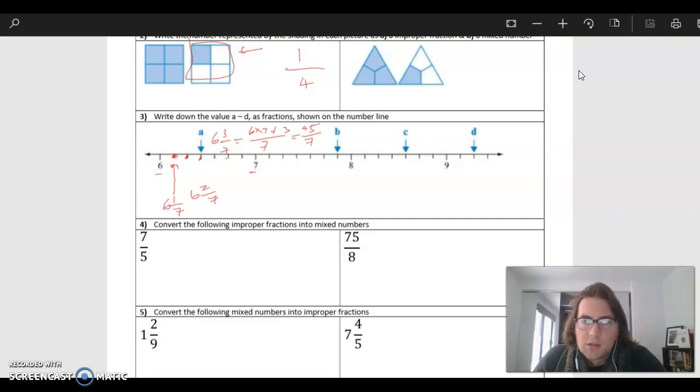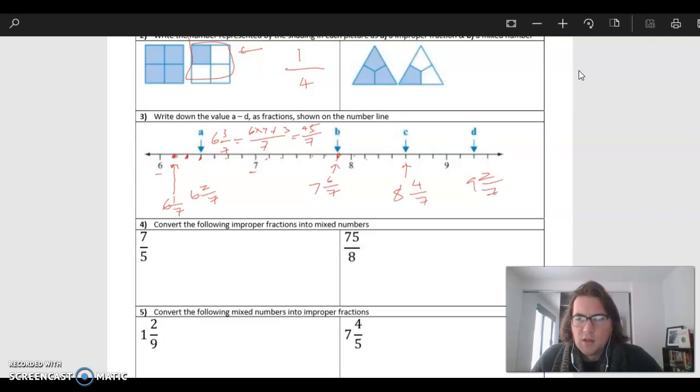Okay, so this B is going to be 1, 2, 3, 4, 5, 6, 7. It's still broken into sevenths, so it's going to be 7 and 6/7. 1, 2, 3, 4, 5, 6, 7. That's going to be 8, because we've gone past 8, and 1, 2, 3, 4, and 4/7. And this will be 9 and 2/7.